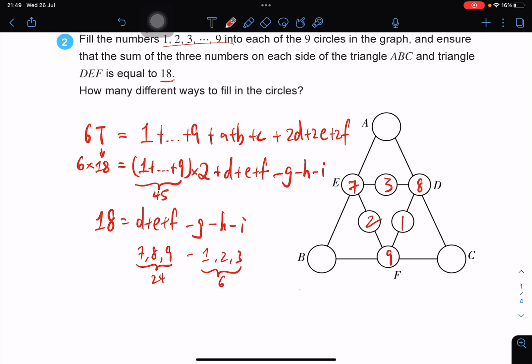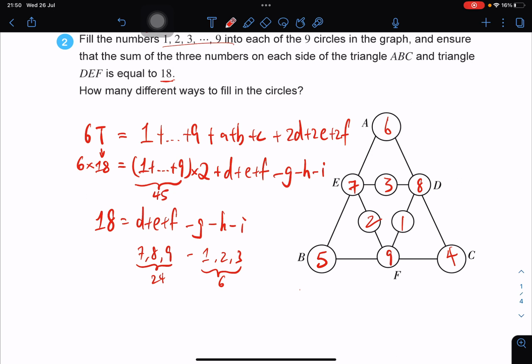So for the remaining numbers, that's also going to be pretty easy for us to fill in, because I have 4, 5, and 6 left, which I know that 4 and 6 is going to make a 10 together with 8. That's going to be 18. And that's going to be a 5 there to complete this triangle. So it means that if I don't consider arrangement, there's just going to be one way of doing it.